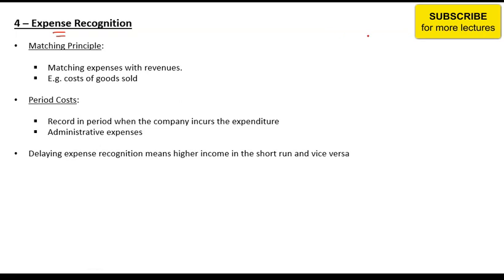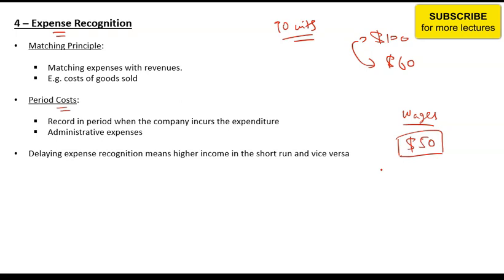For example, if you have recorded revenue of $100 for, let's say, 10 units of product, then the cost of these 10 units should also be recorded in the same year. That is, expense should be matched with revenue. This is the matching principle. Another principle is period cost. Let's say wages for the current year are $50, but in cash you have only paid $40. Even if you have paid $40, the actual amount due for the year is $50, so you should record $50. That is known as the period cost principle.